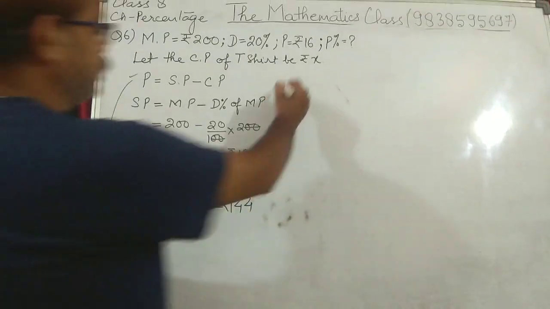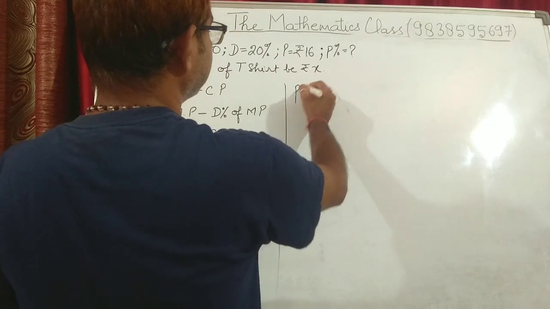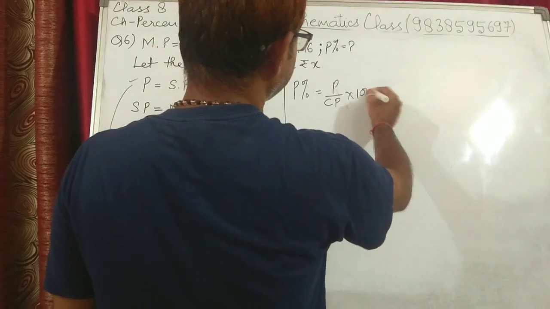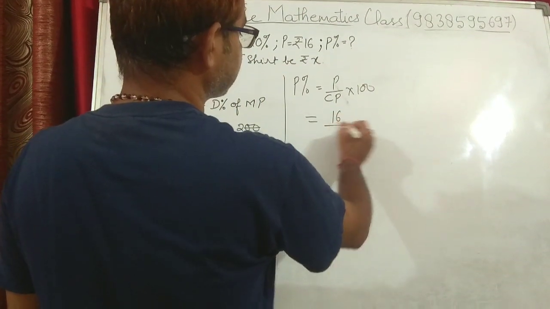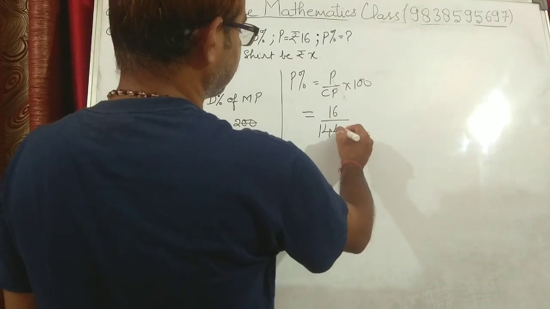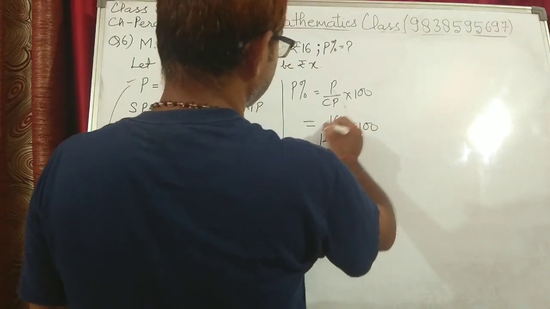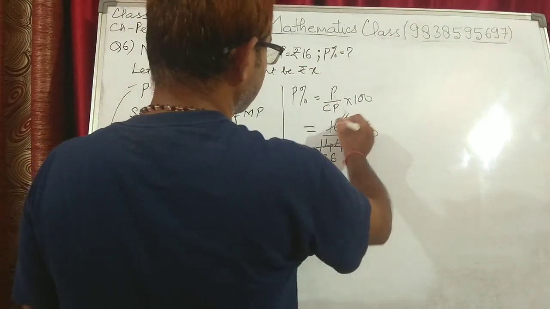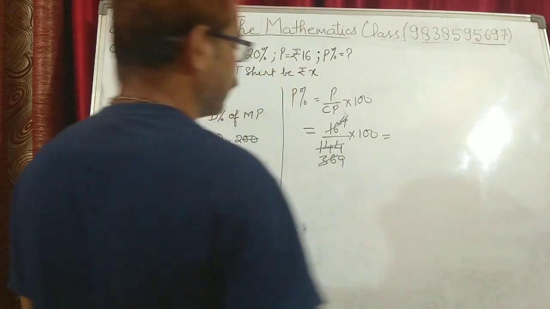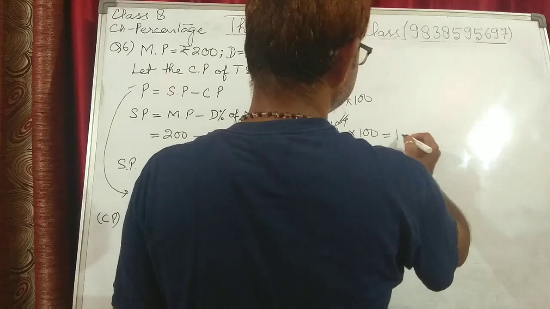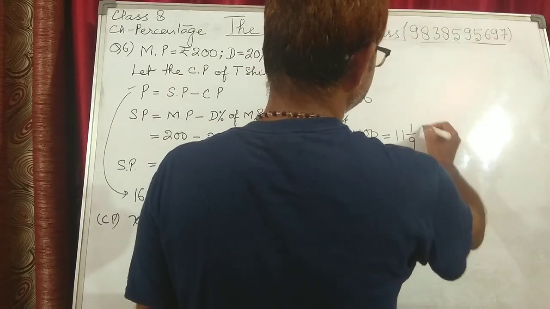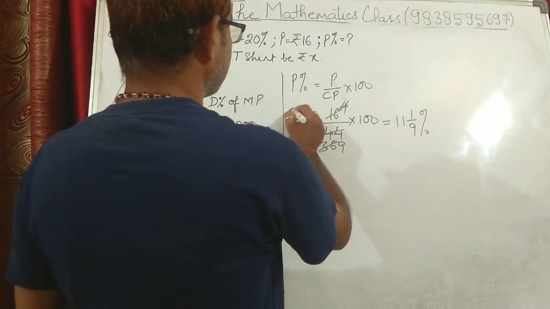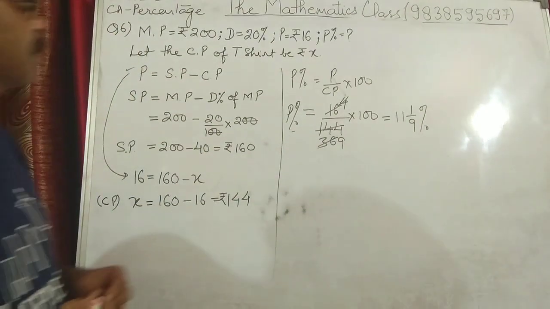Now profit percent, we know that profit percent is profit upon CP into 100. So profit is how much? Given already 16. Cost price we calculated 144, and into 100. 4 4s are 16, 4 3s are 12, 4 6s are 24, 4 9s are 36. So 100 upon 9 is 11 and 1 upon 9 percent, that is the profit percent for the shopkeeper.